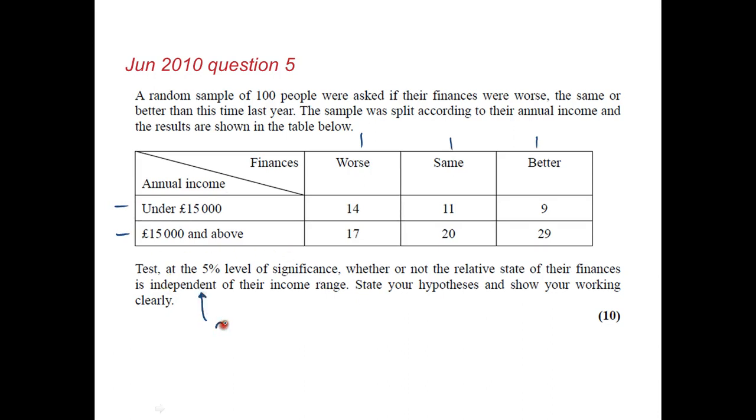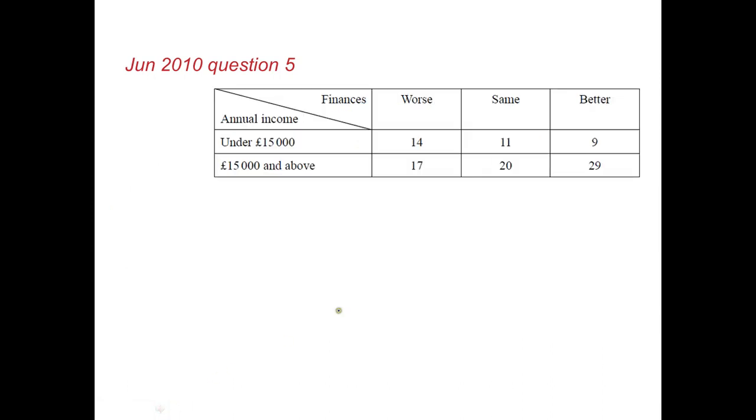Now, I much prefer to use the word not associated, or associated in that context, depending on what you're asked to do. And we're asked to state hypotheses and show working clearly. So here we go. Firstly, what we need to be aware of is how to work these out. So we could really do with some totals. That's going to be a total of 34 and 66 with a grand total of 100.